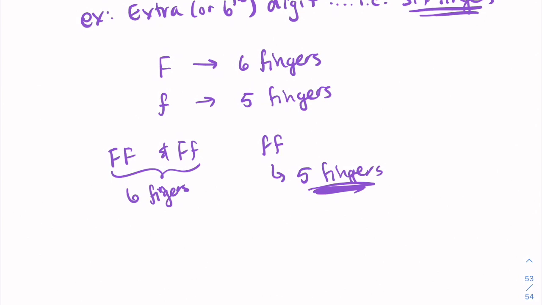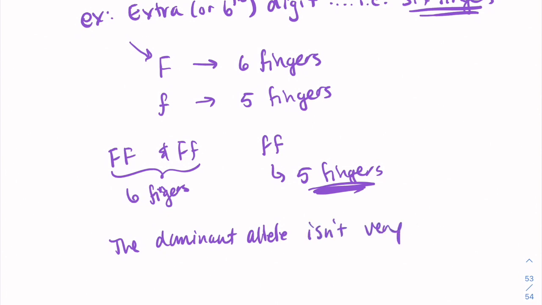So my question is, or the observation is, if an allele is dominant, shouldn't we see that trait more often? Isn't that kind of weird that we hardly see anybody with 6 fingers? And here's the reason why. It's because the dominant allele is not very prevalent in the gene pool. The dominant allele isn't very common. It doesn't appear very often in the human gene pool. It's just not a common allele.